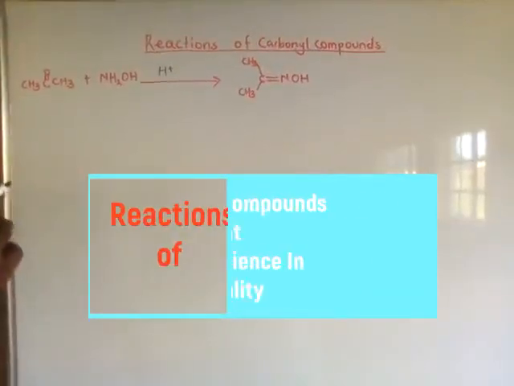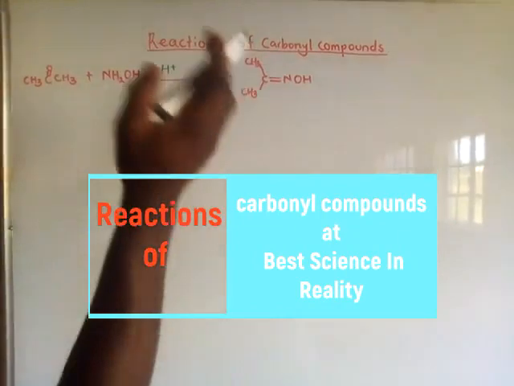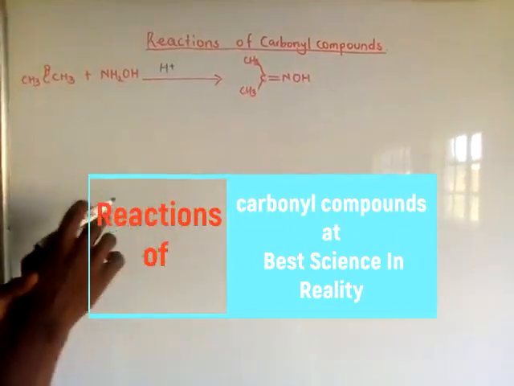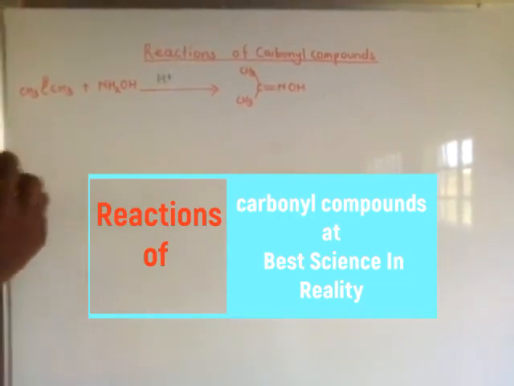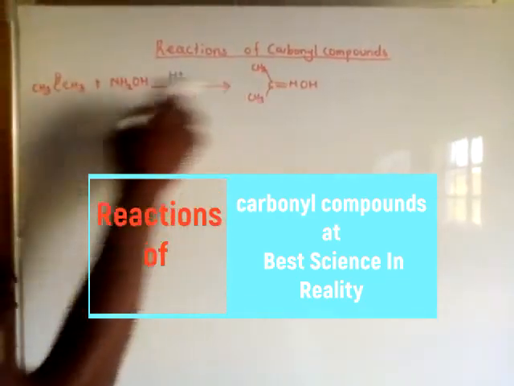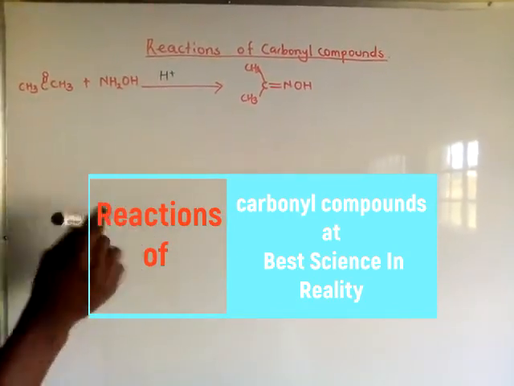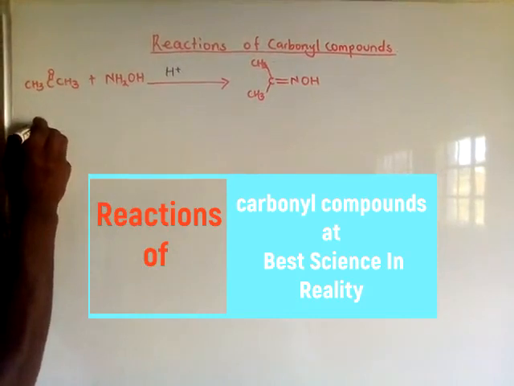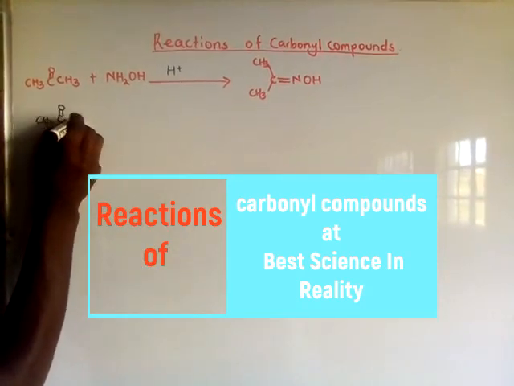So guys, we're going to look at reactions of carbonyl compounds, and carbonyl compounds, remember, we have the ketones and the aldehydes. But reaction number one, we're going to see reaction with hydroxylamine. This is hydroxylamine. This is a product called oxime. So we are going to write a possible mechanism. So our ketone is going to be there. Remember, even an aldehyde can undergo the same reaction.